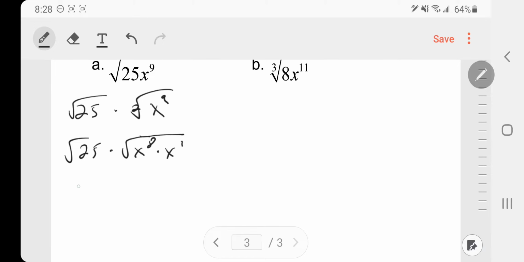So the square root of 25 is going to give me 5. The square root of x to the 8th is 8 divided by, again, 2, so it would be x to the 4th. And then x to the 1st cannot be divided by our index of 2. So we're going to leave that underneath the radical, x to the 1st, or just x.